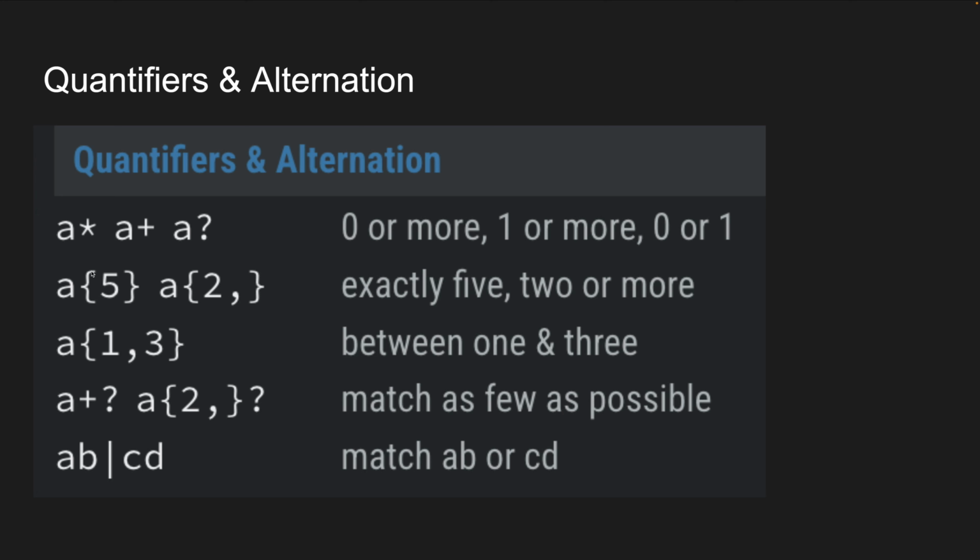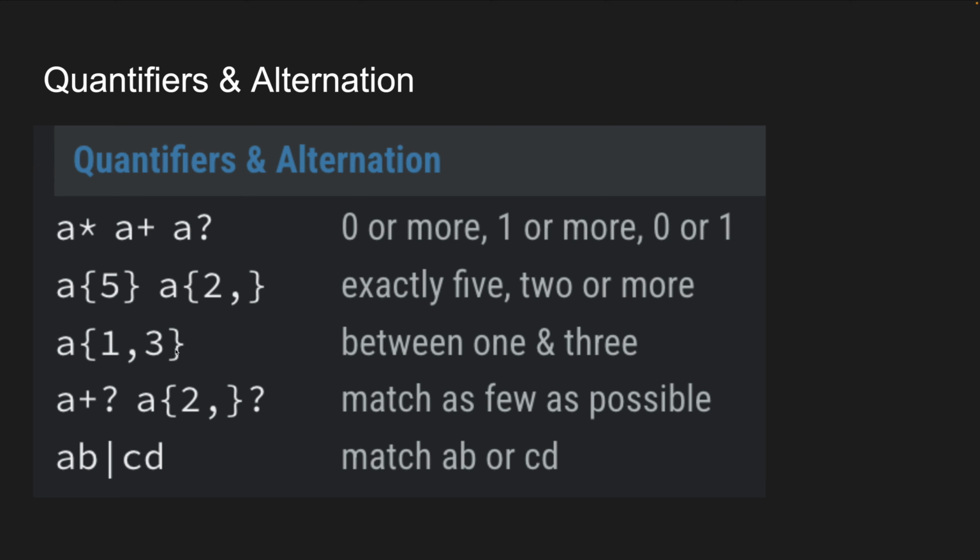If you want a specific number, you can use curly braces and just put that number in there. So if I want specifically to match 5 A's, instead of typing A 5 times, I can just put 5 in curly braces after the A. This can also be used to specify a range. If you have 2 with a comma, that means anywhere between 2 A's and an infinite number. And if you had two numbers in here with a comma in between, that means between 1 and 3 A's.